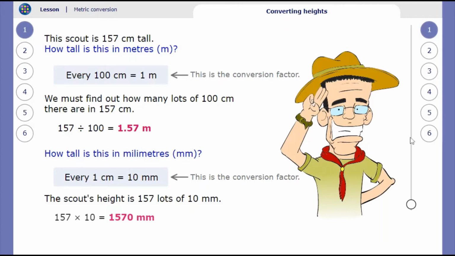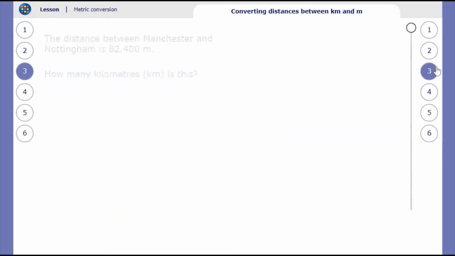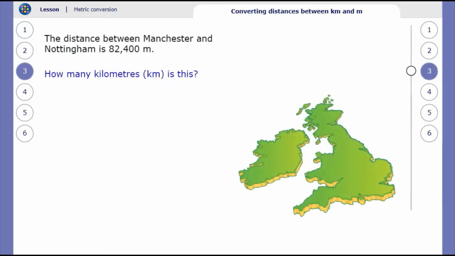Now let's have a look at this next section. We're going to look at section 3. It says the distance between Manchester and Nottingham is 82,400 metres. How many kilometres is this? 82,400 metres. So we need to use our conversion factor. Okay, we know that there are 1,000 metres in a kilometre.